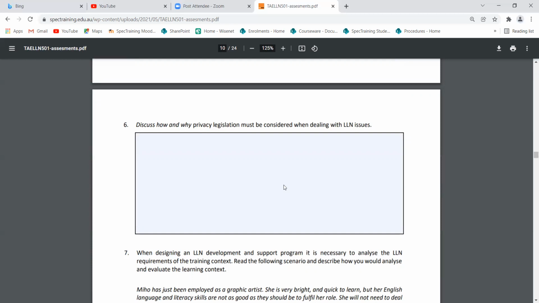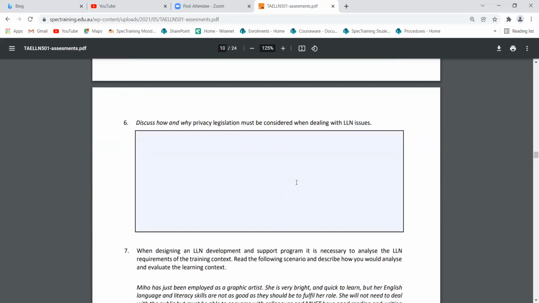So we need to be very careful as facilitators and instructors and trainers to make sure that we don't divulge LLN challenged people's information to the broader class, to the broader community, because that's certainly private information that we need to, I guess, keep close to ourselves, and also due to privacy legislation, but also just to show respect for the learners as well.